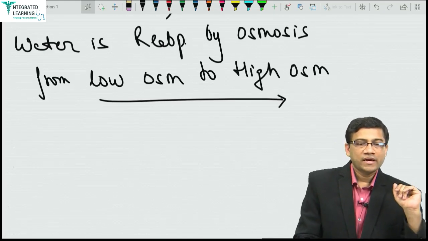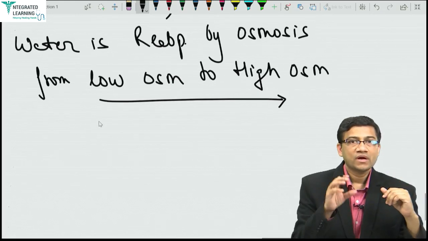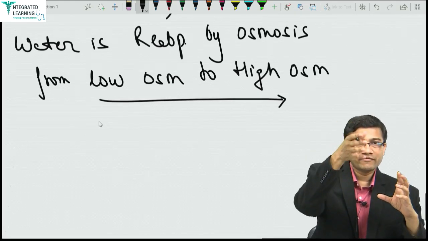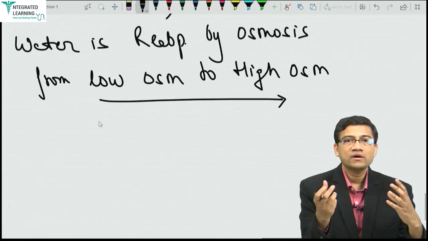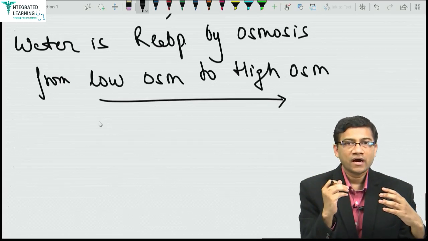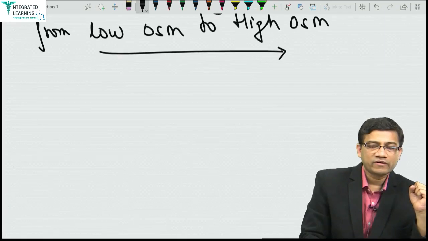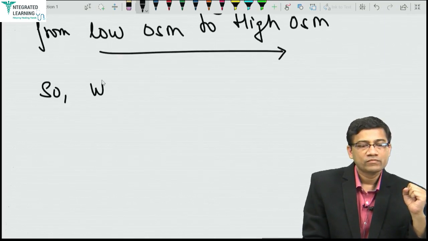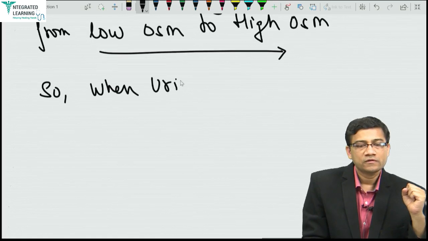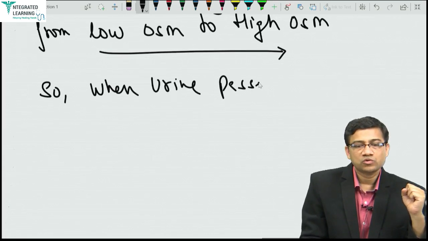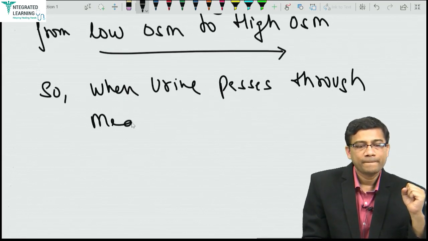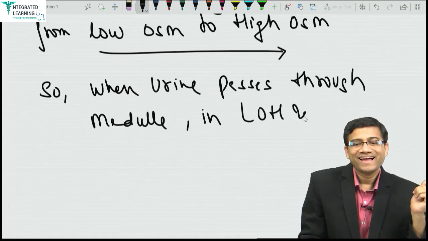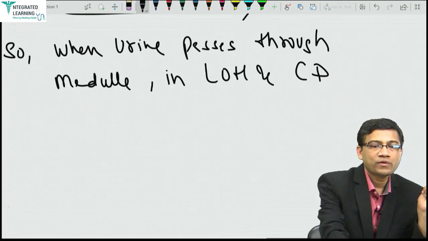Now that is why what happens? Medulla is hypertonic. As the nephron loop of Henle and CD pass through medulla, the high osmolarity will pull the water, making urine concentrated, hypertonic. So that is why what happens? So when urine passes through medulla, where? In loop of Henle and collecting duct. Remember, loop of Henle and CD.